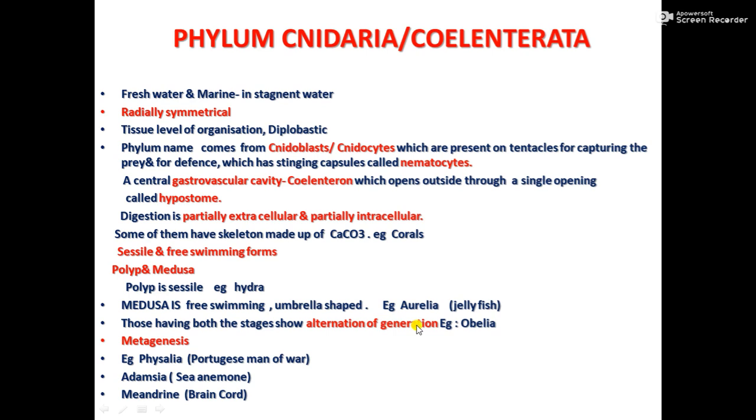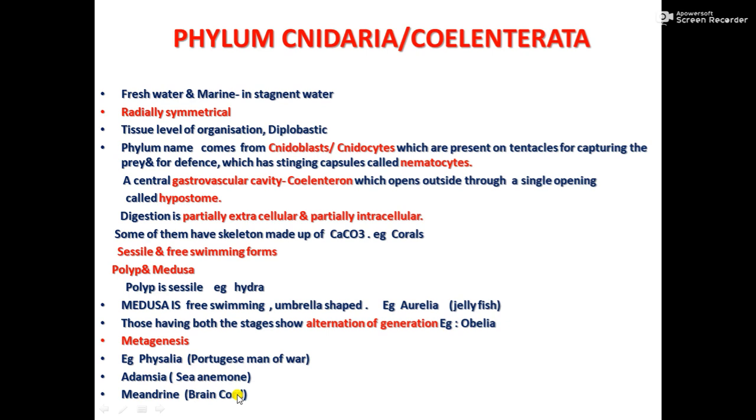Okay, this is called alternation of generation, or the phenomenon is called metagenesis. Example: Obelia. Please learn at least one example for all these forms. Like polyp, Hydra, medusa, Aurelia or jellyfish. The polyp and medusa form is there, which shows alternation of generation, this Obelia. Then other examples are Physalia, commonly called a Portuguese man of war, Adamsia, this is sea anemone, and Mandrine, that is brain coral.